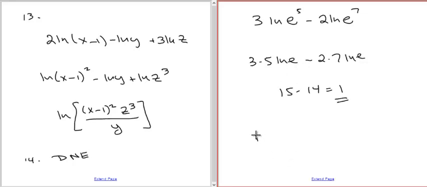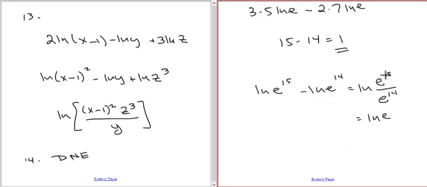Now if you did it the other way, you'd have the natural log of e to the 15th power minus the natural log of e to the 14th power. Now you could combine those together and you'd get the natural log of e to the 15th power divided by e to the 14th power, which would be the natural log of e, because by the properties of exponents, you would subtract this from that. 15 minus 14 is 1, and that equals 1.